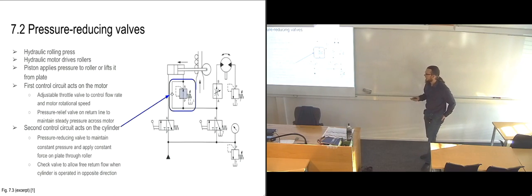And there is also a check valve on the side here, which, when we are putting pressure in here, is stopping the flow completely. It's only allowing the flow through the pressure reducing valve. But if we are putting pressure up on this side and we are lifting the roller instead, it's going to allow full flow past the pressure reducing valve.